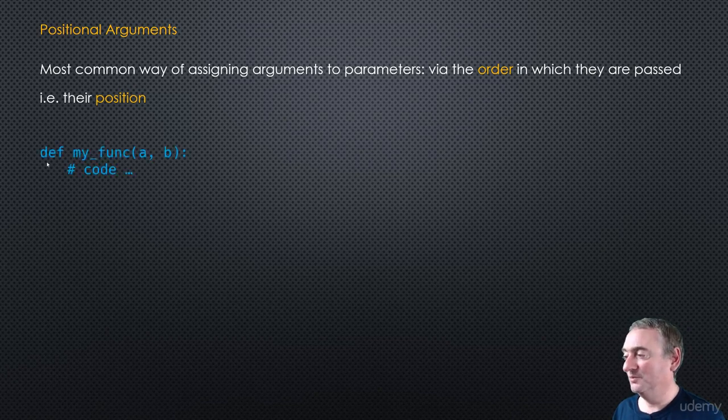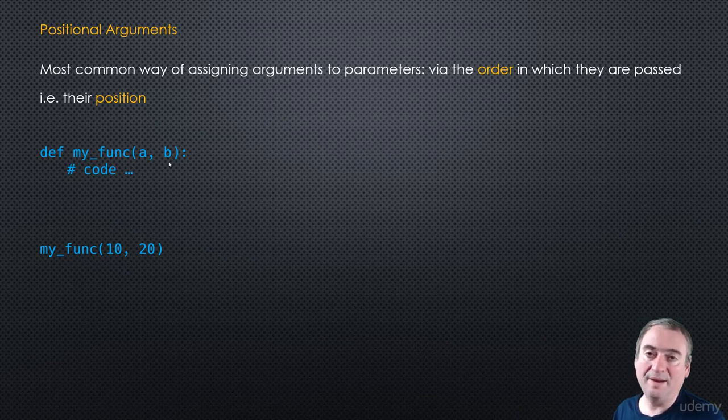Just a quick example. Suppose we define a function, myfunc, with two parameters a and b. If we call myfunc using 10, 20 as the arguments, well, the first argument is 10, so it will correspond to the first parameter. The second argument, 20, will be assigned to the second parameter b. In other words, we'll end up with a equal to 10 and b equal to 20.